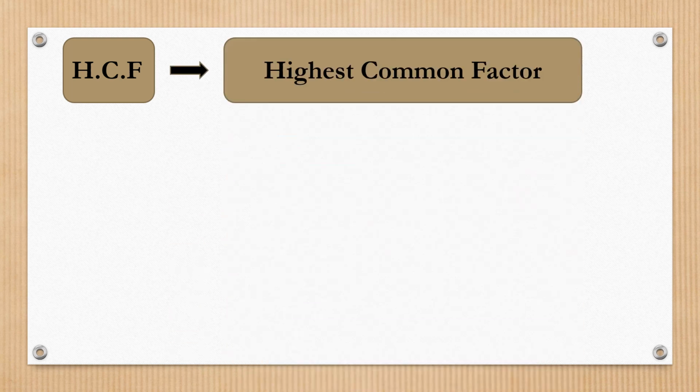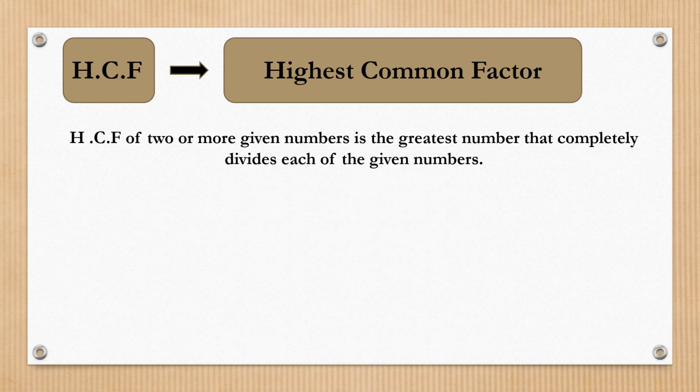Here we have HCF. Let's see what HCF stands for. HCF stands for highest common factor. Remember, HCF of two or more given numbers is the greatest number that completely divides each of the given numbers. For example, when we are given two or more numbers, we should find the HCF of that number by dividing that number completely and finding which is the greatest number which has divided the number completely.